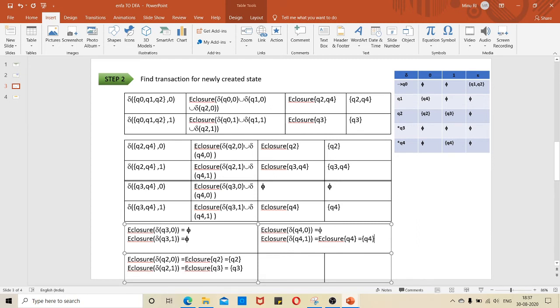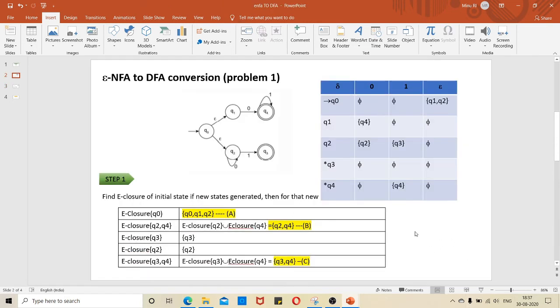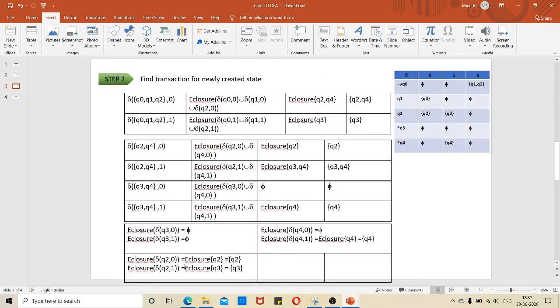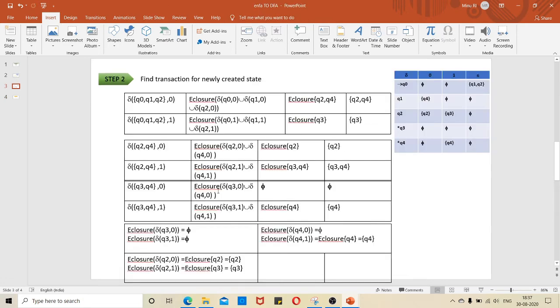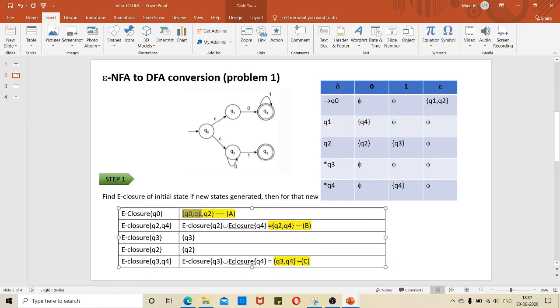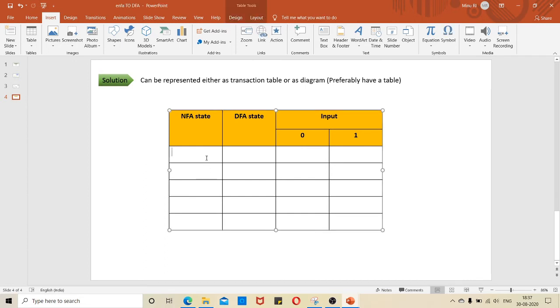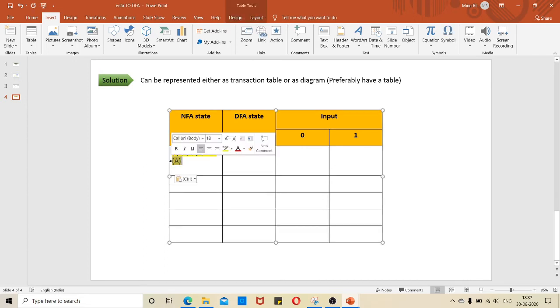Okay. So now what we have to do is tabulate all the answers. So we have here A, B, C and Q3, Q3, Q2, Q3, Q2 and Q4. This is the final solution answer. You have to make it as an NFA state and DFA state, and we have only two inputs 0 and 1. Let me take the first state we used, which is this one, A. So the NFA state is Q0.